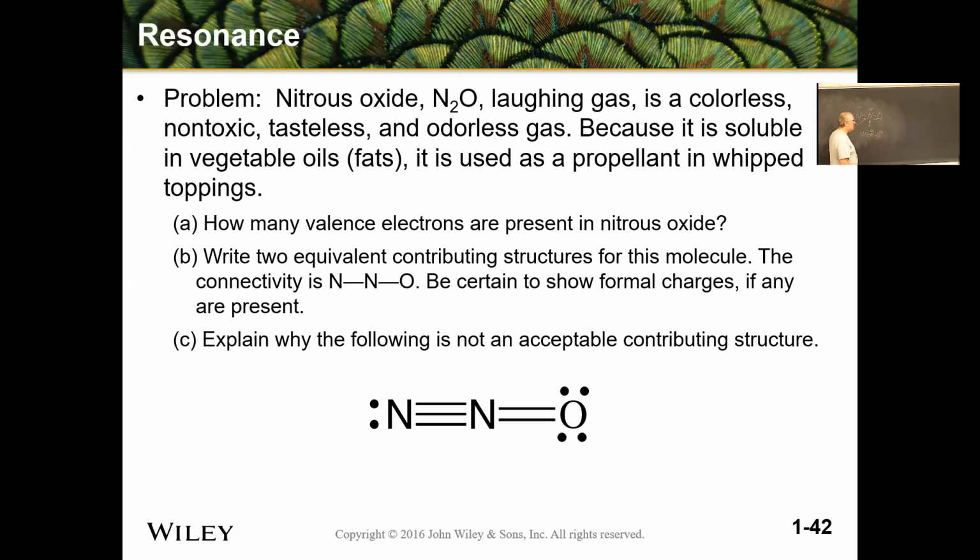So the actual structure of nitrous oxide is a composite of these two. This NO bond has some double bond and some single bond character. This bond between the two nitrogens has some double bond and some triple bond character.